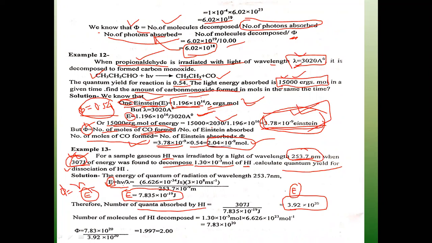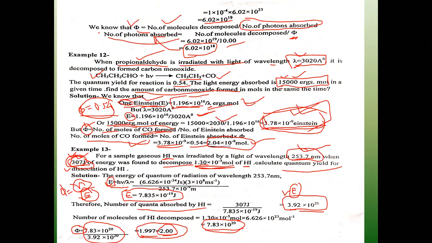Okay. So we got one thing, this value we have got. Now we need n, we have to calculate n. So here 1.30 into 10⁻³ moles is given. We multiply this by n, then we get the number of molecules, that is 7.83 into 10⁻20. Okay. Then the ratio of these two terms, 7.83 upon 3.92, we can see here. This value is nearly equal to 2, 1.99 means 2. So 2 is the quantum yield for the decomposition of HI molecule if it is irradiated by 253.7 nanometer when energy is 307 joule.